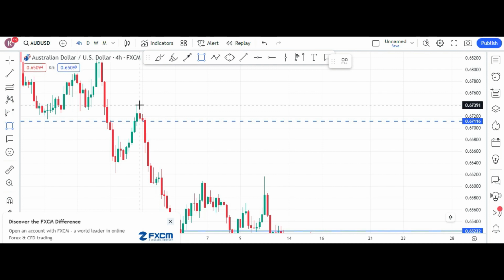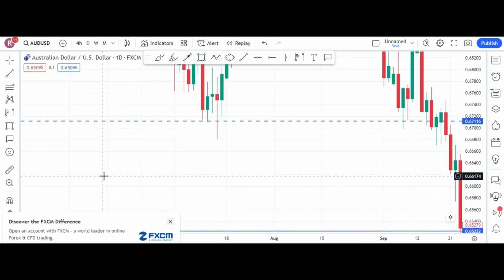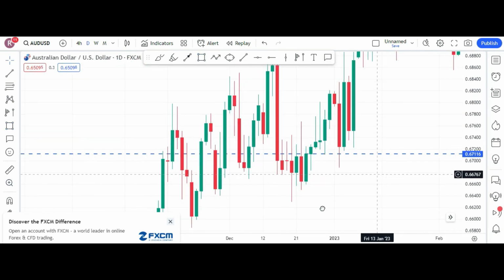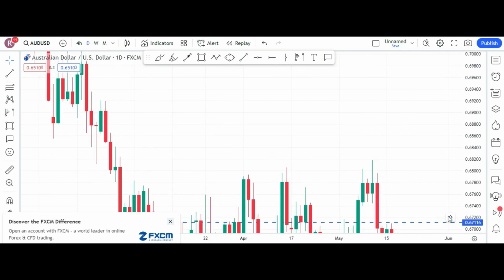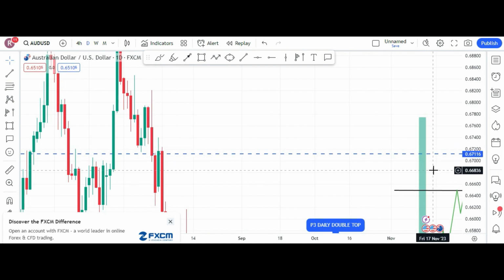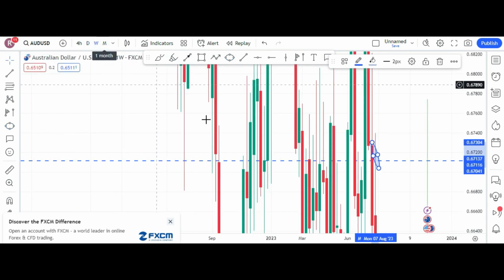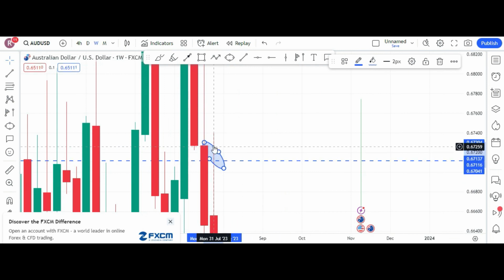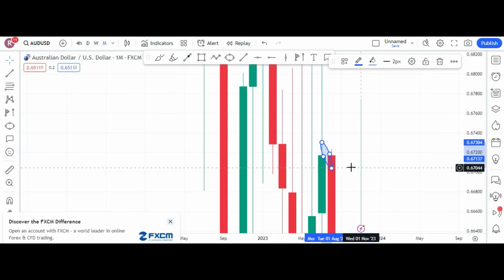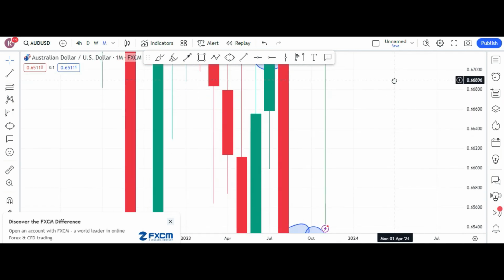So let's mark it. Can we have this in day also? Let's see. Yes, you can see we have this possible double top there also. And can you see if we have the same issue in the same area in weekly? No, we don't have any double top. In monthly, do we have? Yes, we may have a monthly double top too.